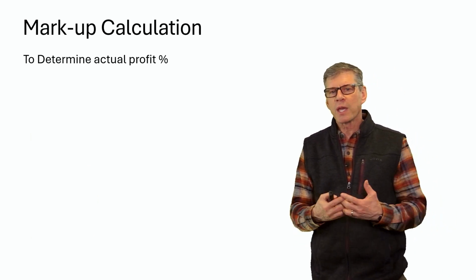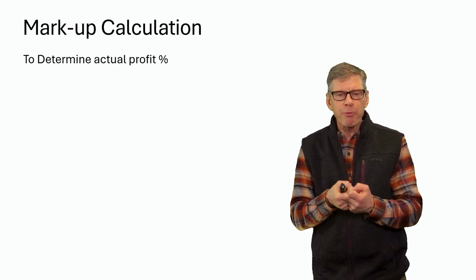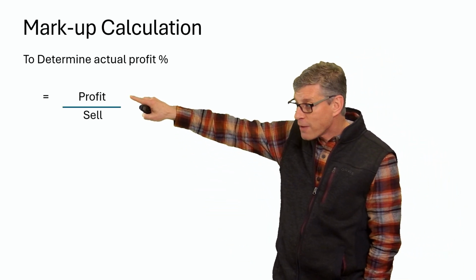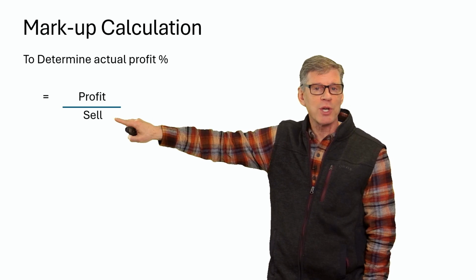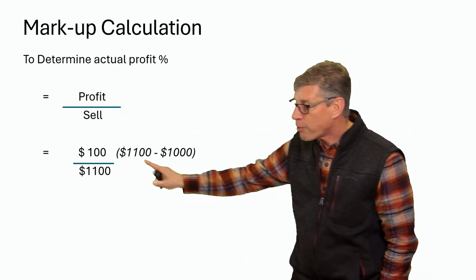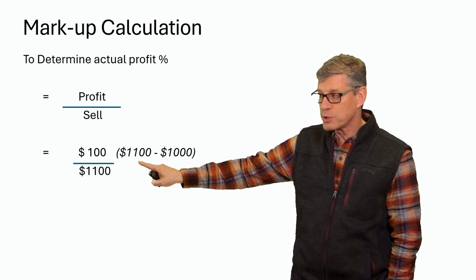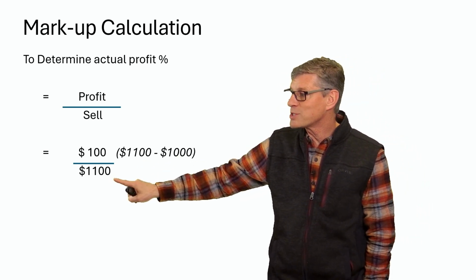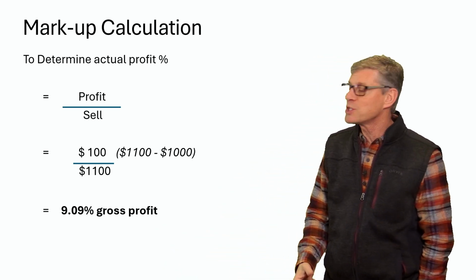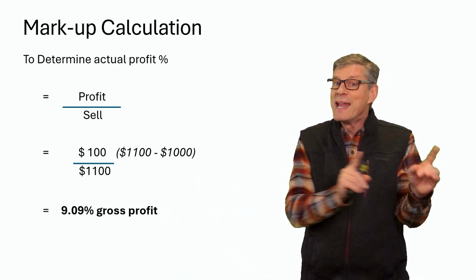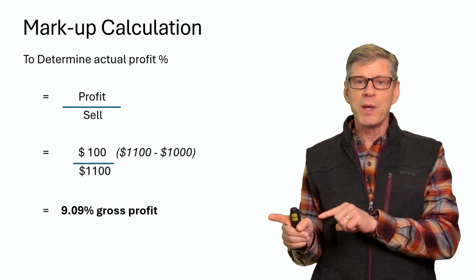Now, here's the kicker. To determine your actual profit on the job, you simply take the profit for the job divided by the job sell price. So in this example, we had a profit of $100, the $1,100 sell minus my $1,000 cost, divided by my sell price of $1,100. We can see at that point we had a gross profit of 9.09%, not the 10% that we thought we did.